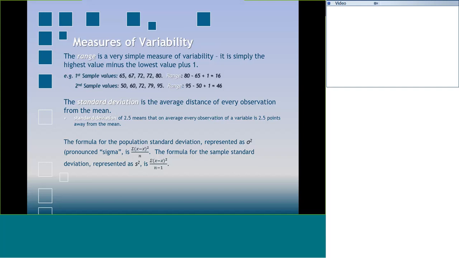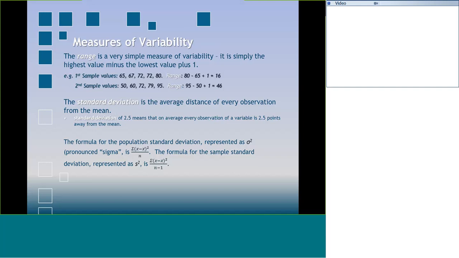For qualitative data, we can describe the variability in terms of how many categories the variable contains. But different methods are needed for quantitative data. Two popular measures of variability are the range and the standard deviation. The range is a very simple measure of variability. It is simply the highest value minus the lowest value plus 1. The range is a direct measure of how spread out a variable is. So the range for our first sample is 80 minus 65 plus 1, or 16. And the range for our second sample is 95 minus 50 plus 1, or 46.